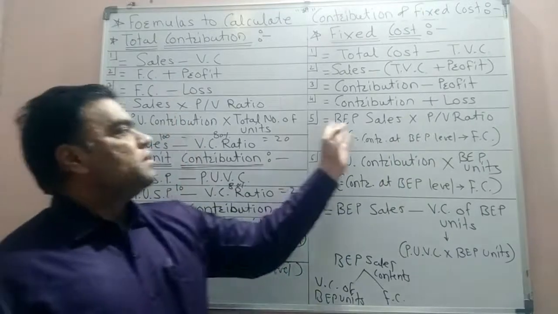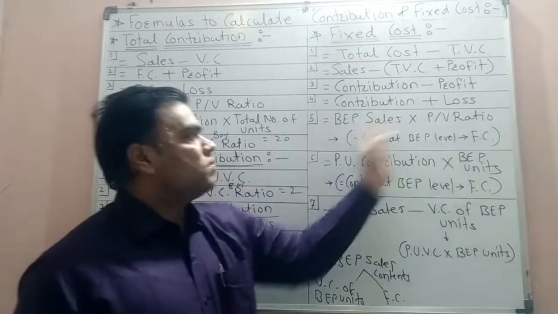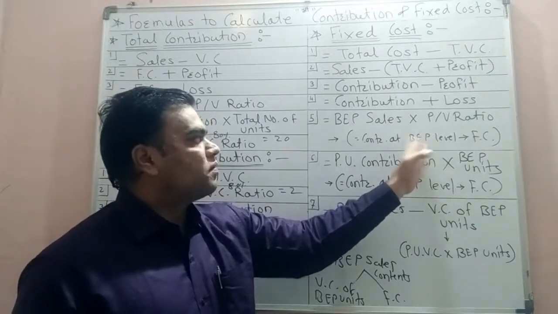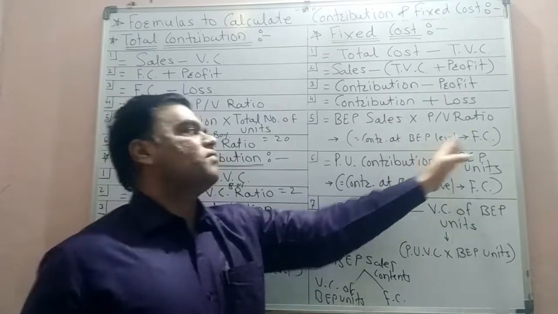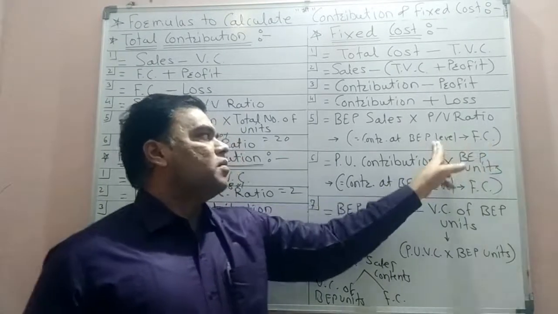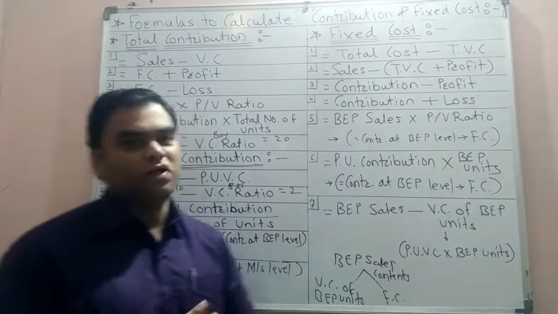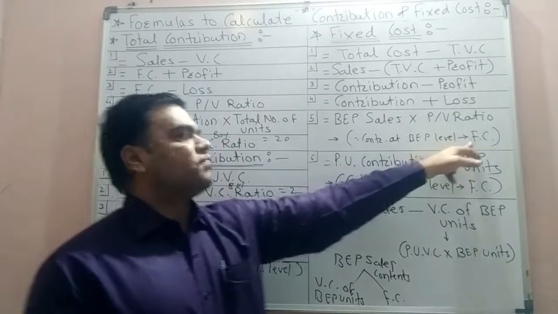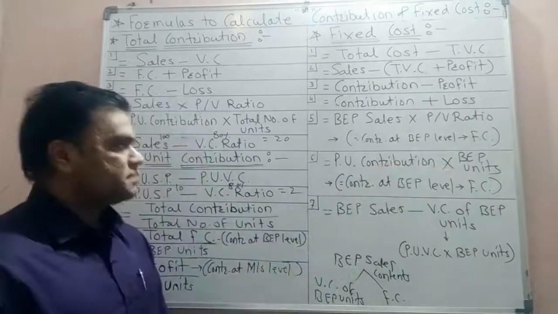So BEP sales into PV ratio is equal to contribution at BEP level. The amount of contribution at BEP level and the amount of fixed cost is always equal. That's why the same amount will be the amount of total fixed cost.